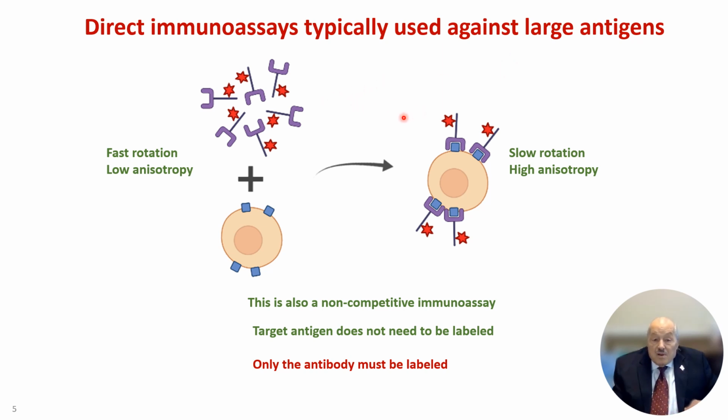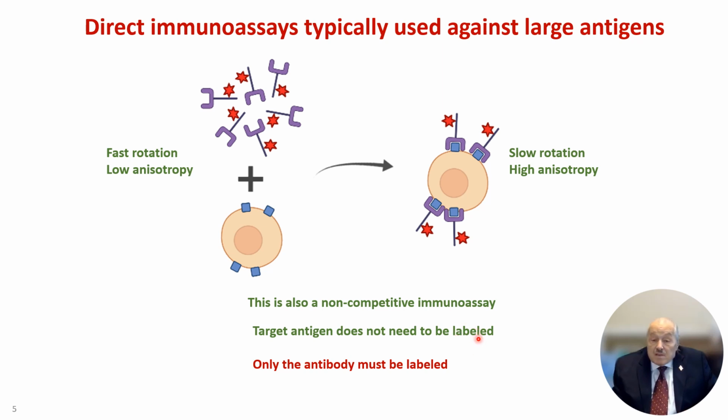So what's a direct immunoassay? That's the easiest one. Let's say you have a great big protein like a big virus, and you have an antibody against some of the surface proteins. If you add the antibodies to a viral suspension, you'll notice that the anisotropy goes up because rotation is slowed down.